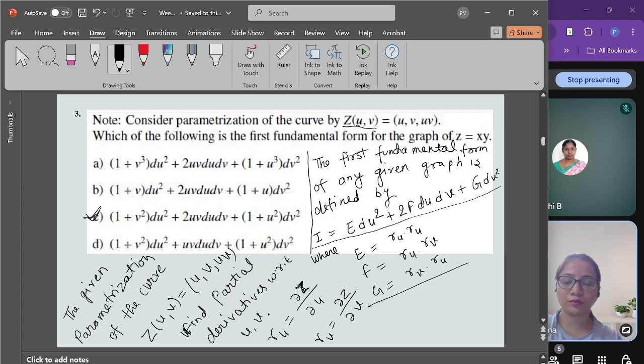So have you understood? If it is given in this form, you have to apply this to find out the first fundamental form.